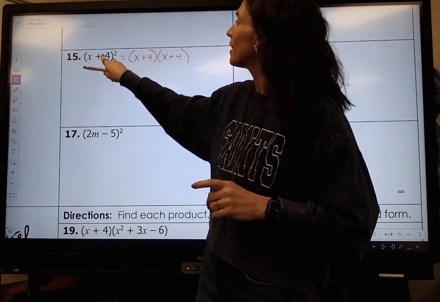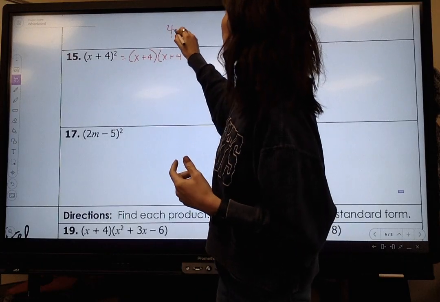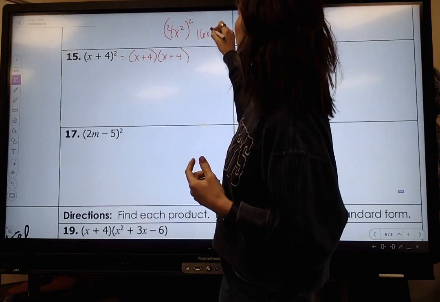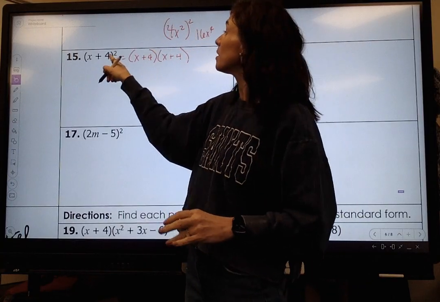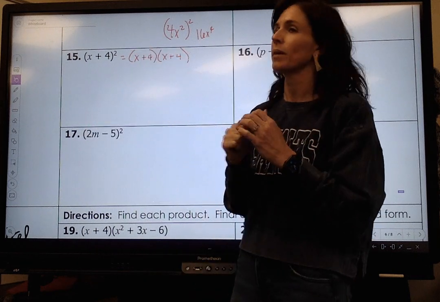So this is not a monomial. Last unit, we did 4x squared raised to the second power, and we did 16x to the fourth. That's a monomial, and that was fine. But this is a binomial, so what does it mean?